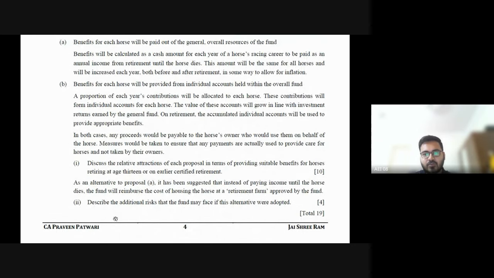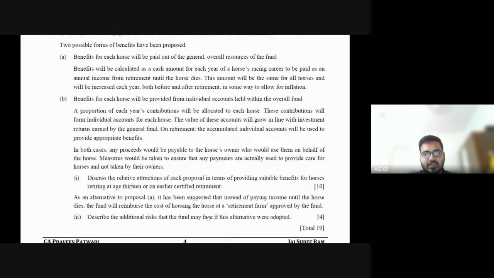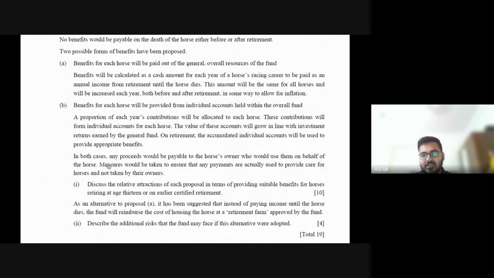Risk is fine. We don't really have to look at that immediately. But it says in both the cases, any proceeds would be payable to the horse's owner who would use them on behalf of the horse. Measures would be taken to ensure that any payments are actually used to provide for the care of horses and not taken by the owners. And of course you can't give the money to the horse, you have to give it to the owners who will ultimately take care of the horses, right?